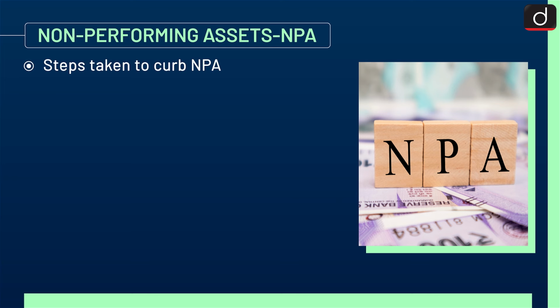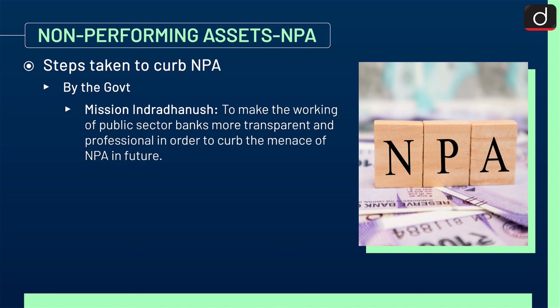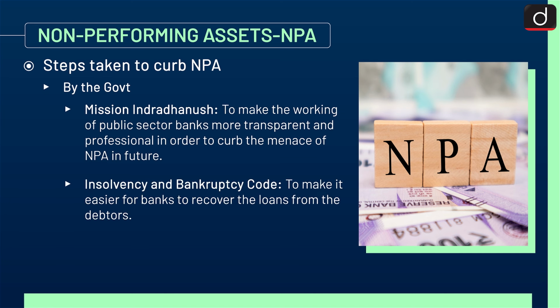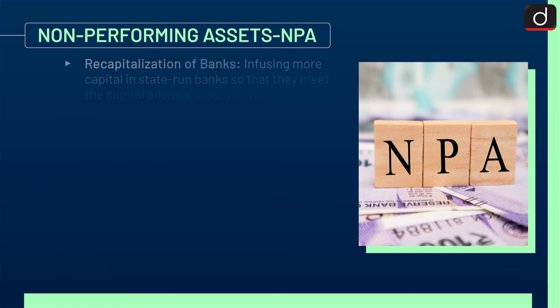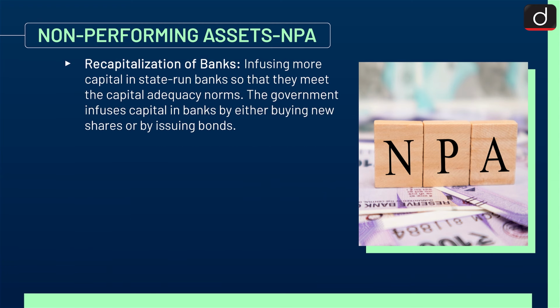Steps taken to curb NPA by the government: Mission Indradhanush, to make the working of public sector banks more transparent and professional in order to curb the menace of NPA in future. Insolvency and Bankruptcy Code, to make it easier for banks to recover the loans from the debtors. Stringent NPA recovery rules. The Securitization and Reconstruction of Financial Assets and Enforcement of Security Interest Act, or SARFAESI Act of 2002, was amended in 2016. And recapitalization of banks, infusing more capital in state-run banks so that they meet the capital adequacy norms. The government infuses capital in banks by either buying new shares or by issuing bonds.